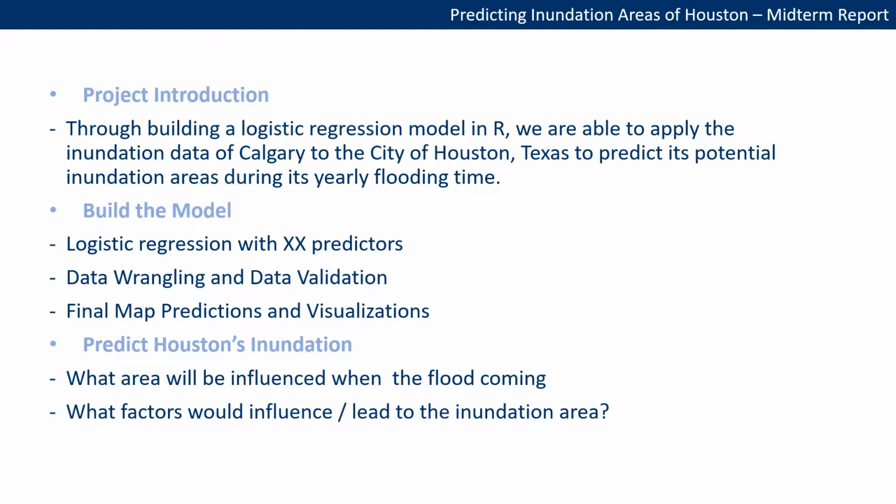After we prepare the initial data using the software ArcMap, we import the data into RStudio and build the prediction model in R. We collected 9 predictors from the city of Calgary as our independent variables, and we will build a model to see the connection and interrelationship between the 9 predictors and our dependent variable, the inundation data. By using the prediction model we built for Calgary, we expect to answer 2 questions about the city of Houston. What area will be influenced when the flood comes, and what factor would influence or lead to the inundation area?